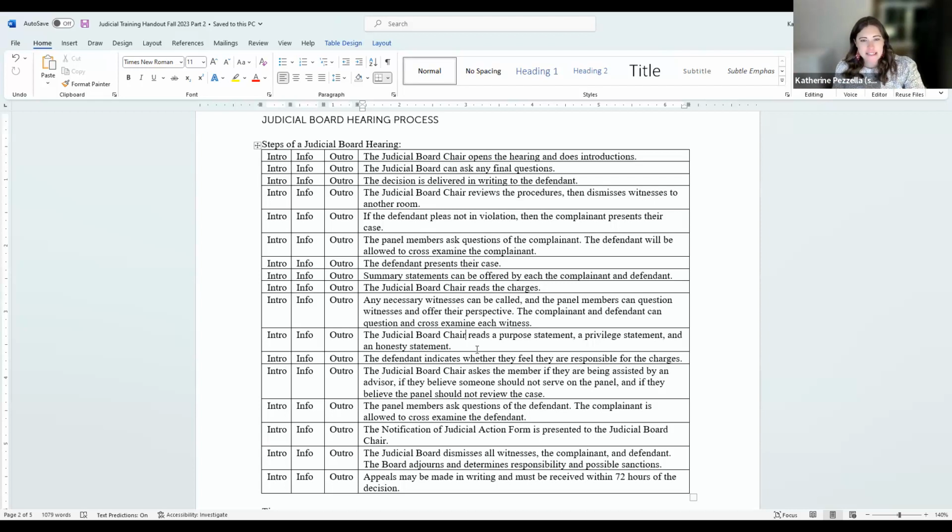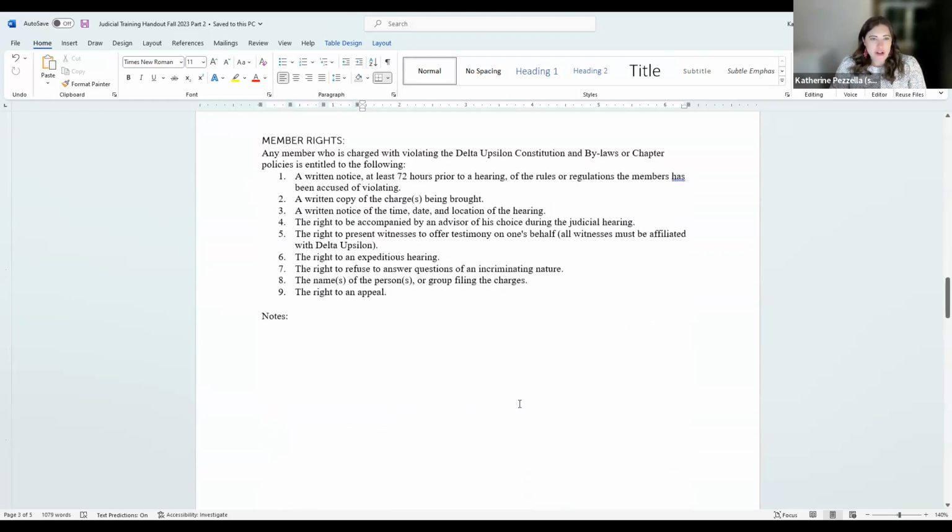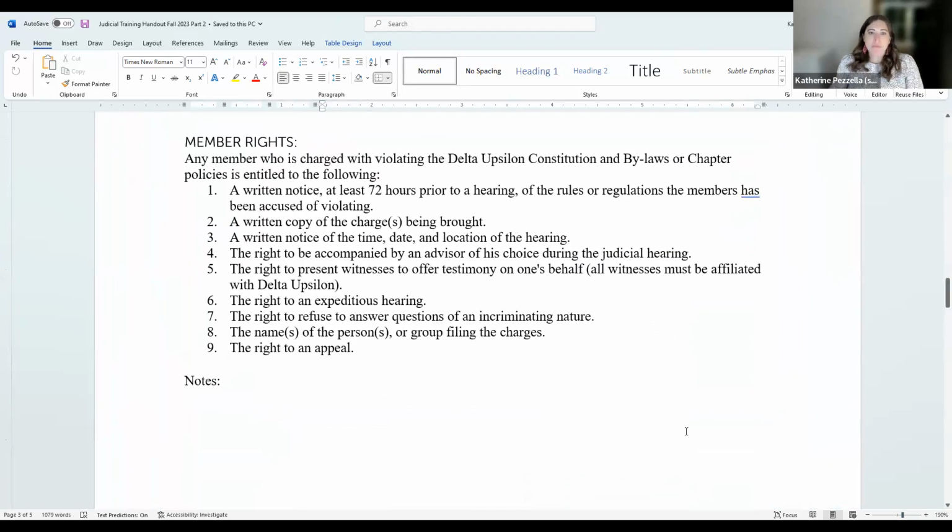And you likely noticed in there somewhere was something about how the judicial board is supposed to review the rights of the accused member before the process happens. And so I want to review what those are, which are on the next page here, right?